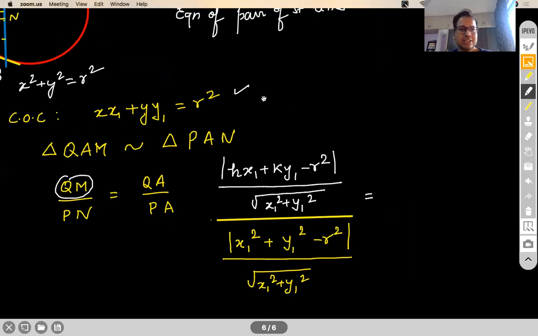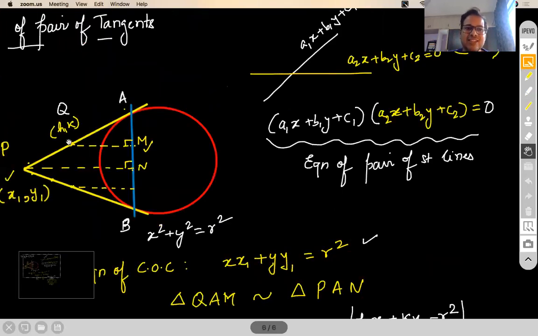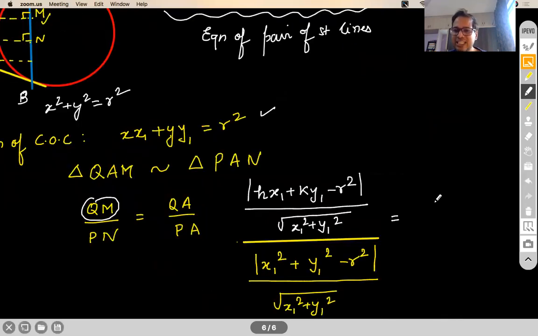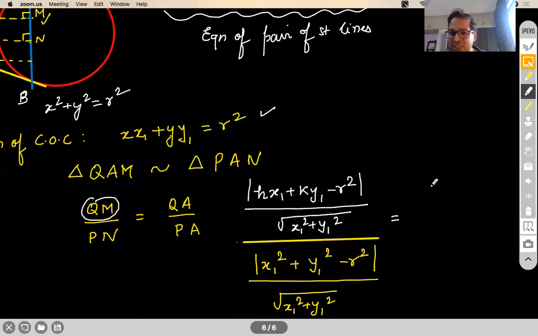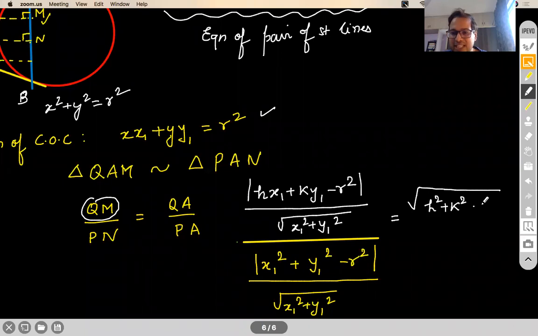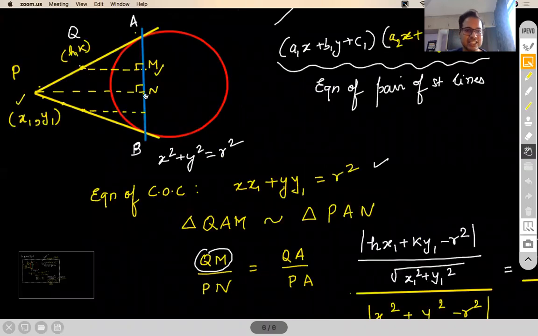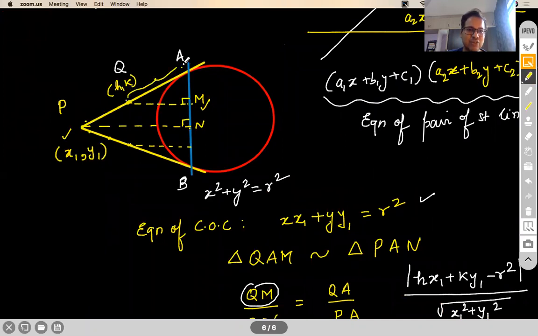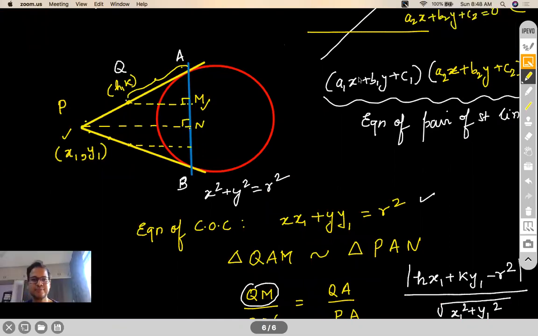Now this is equal to QA. What is the length of a tangent drawn from an external point to a circle? Under root S1. You all know that. Now your external point is H, K and this circle is already known, X square plus Y square equal to R square. So you just have to write under root S1 over here, which will be under root of H square plus K square minus R square. Does it make sense? The length of the tangent drawn from an external point onto the circle is under root of S1. All agree with that?